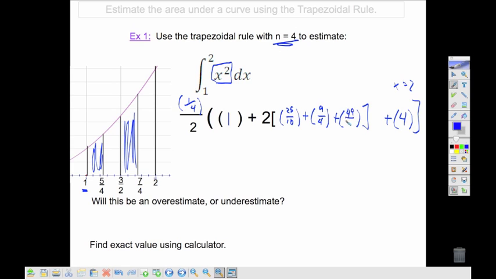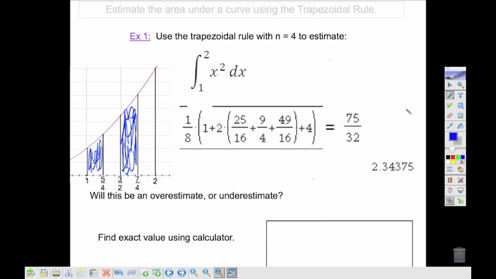And then 49 over 16. If we add these values together, we'll get 75 over 32, which would be 2 and 11 over 32, or about that value there. And the question then is, will this be an overestimate or an underestimate? And what we really want to look at is the concavity here.